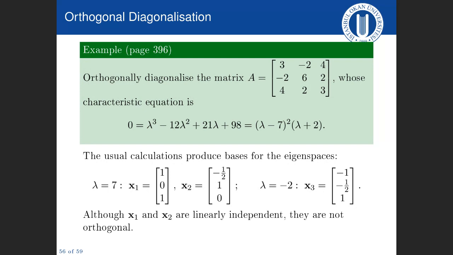Note that x1 and x2 are linearly independent, but they're not orthogonal. So that means we need to use the Gram-Schmidt process for the eigenspace corresponding to lambda equal to 7.